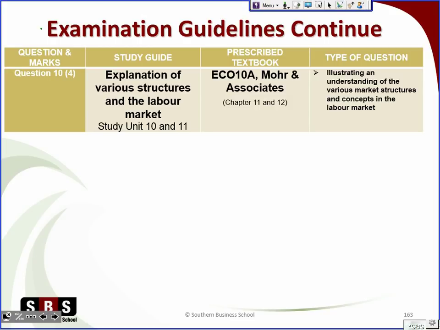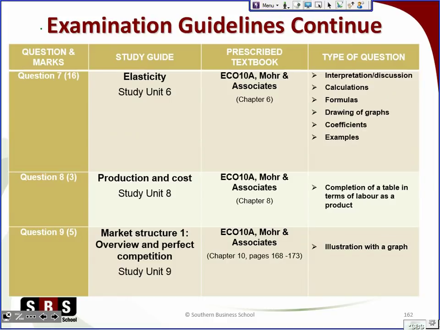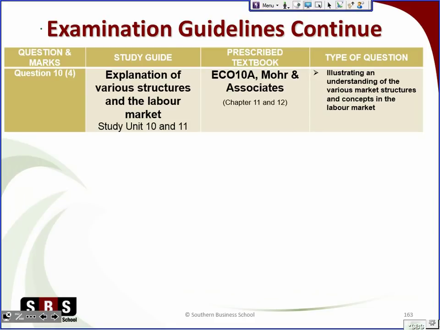Then question 10. Okay, so just to go back to question 9. Illustration with a graph in those chapters, so see what's more or less applicable in that study unit. And question 10, it will be explanations of various structures in the labor market. Chapter 11 and 12, illustrating and understanding of the various market structures and concepts in the labor market. So it's not a long chapter, and as we go through the presentation, the slides are also not so many, so I'm going to focus on the slides that we've put in there.